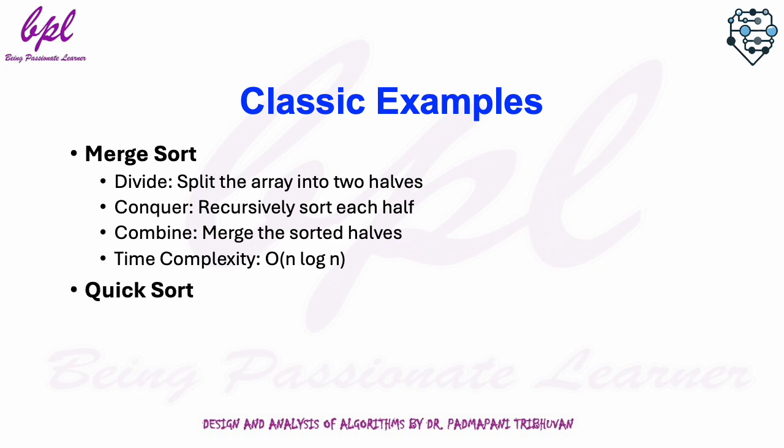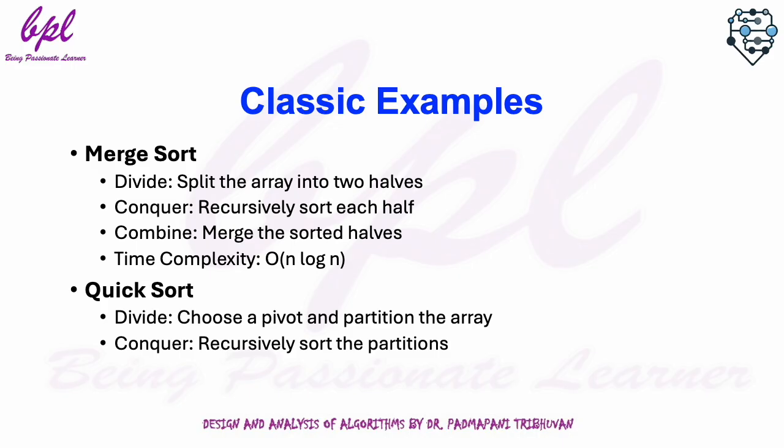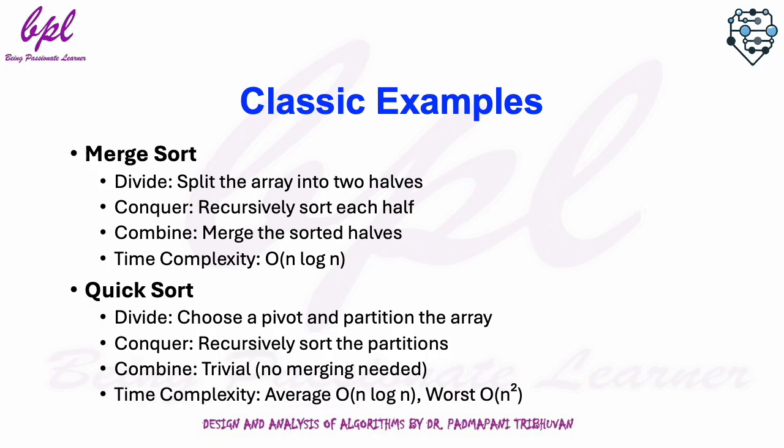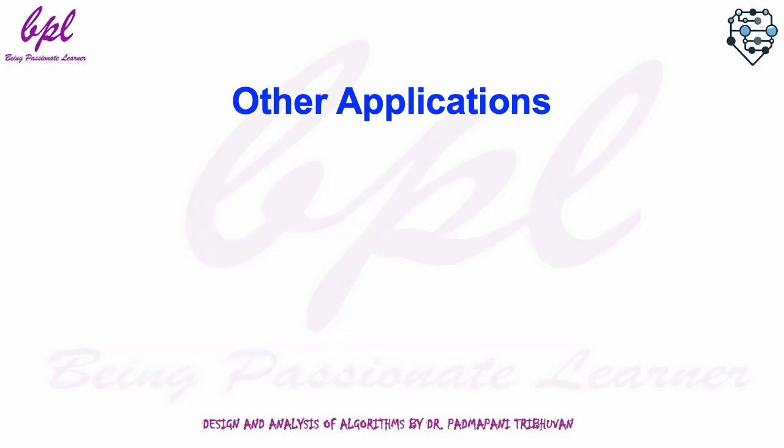In quick sort, we choose a pivot and partition the array, conquer by recursively sorting the partitions, and combine trivially since merging isn't required. Its average time complexity is O(n log n), though the worst case is O(n^2). Divide and conquer is also used in other algorithms.